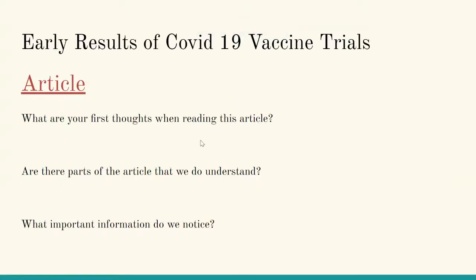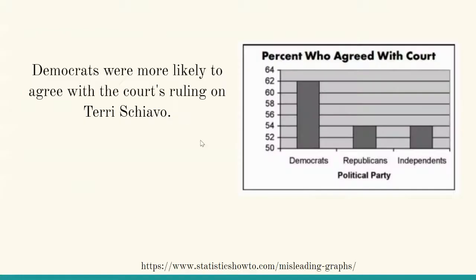Okay, so that sample size, things that we know would be important to us. Here's a graph that was shown. So I'm trying to show both sides. This graph was shown of Democrats who were more likely to agree with the court's ruling on Terri Schiavo. And when we're looking at this, there are some different questions that we might want to consider.